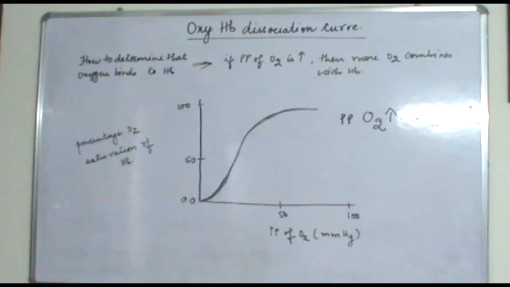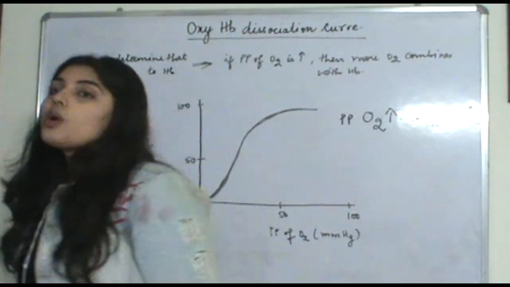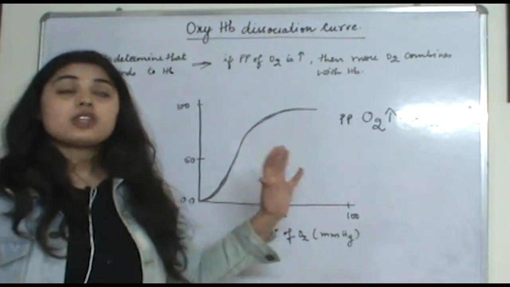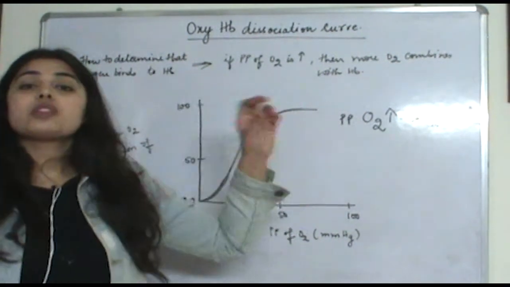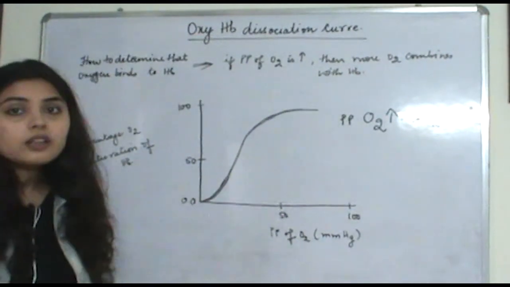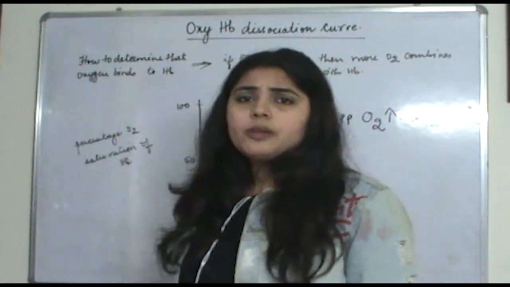We will discuss the factors affecting the oxy-hemoglobin dissociation curve in the next video. So I hope you have understood the meaning of the dissociation curve here. The higher the partial pressure of oxygen, the more oxygen will combine with hemoglobin. So I hope this video is very clear because it is very simple.